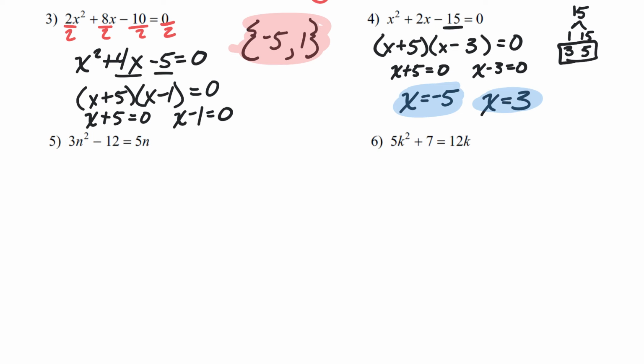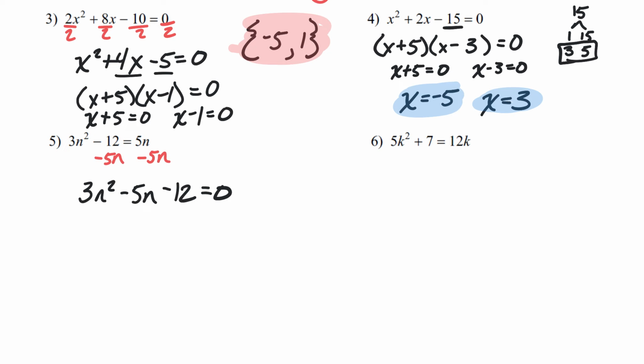So the first thing we need to do is move the 5n over to join our other terms. So we'll just subtract the 5n from both sides. Rewriting this, we would end up with 3n squared minus 5n minus 12. I would like to factor out a GCF, but I do not have one. 3 is a prime number, and 3 goes into the 12, but it does not go into the 5n.